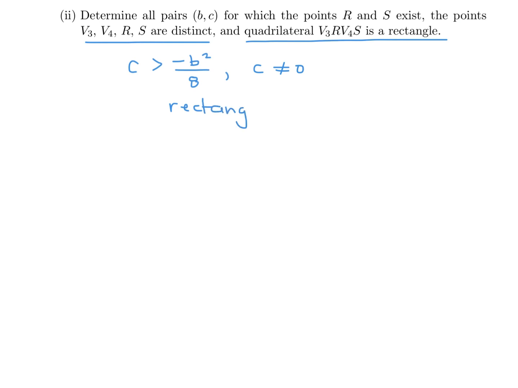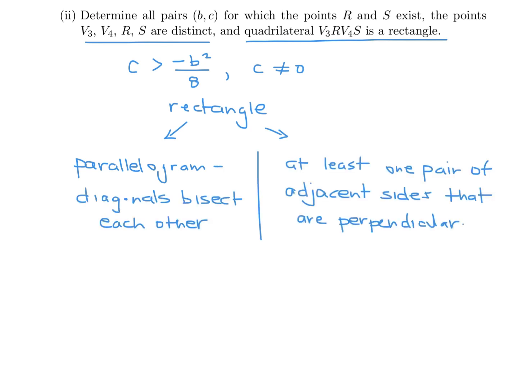Now we want to make this a rectangle. It's a rectangle if two things. The first thing is that it has to be a parallelogram. And also, because it's a rectangle, at least one pair of adjacent sides are perpendicular. These are the two conditions we've got to prove. That the diagonals bisect each other, which will prove it's a parallelogram, and that at least one pair of adjacent sides are perpendicular, and that will prove that it's a rectangle. So let's first start with this one here.